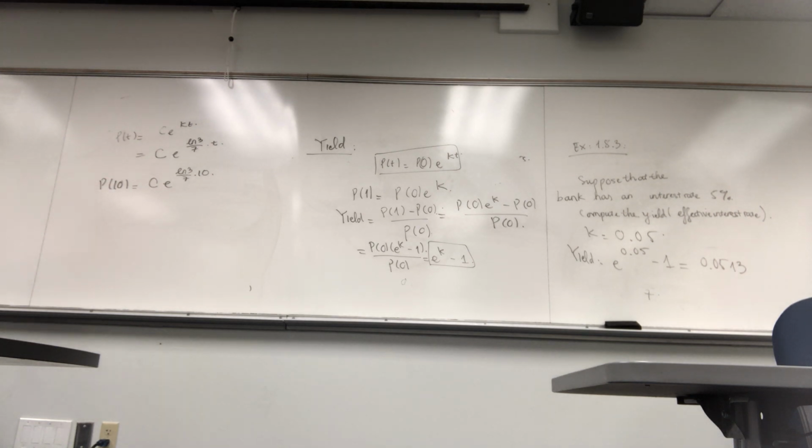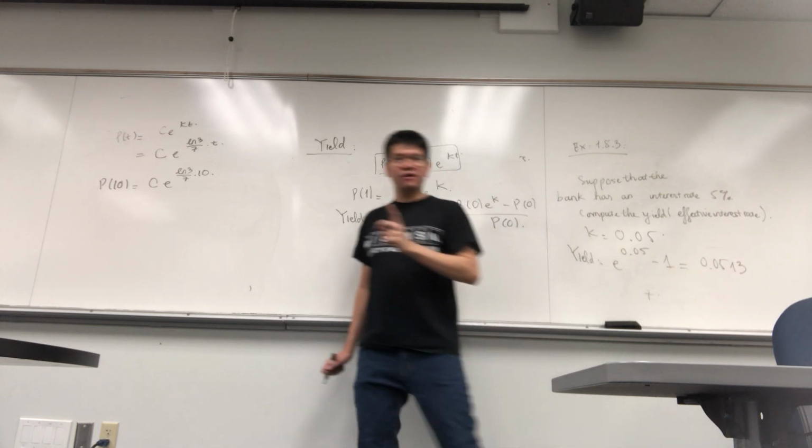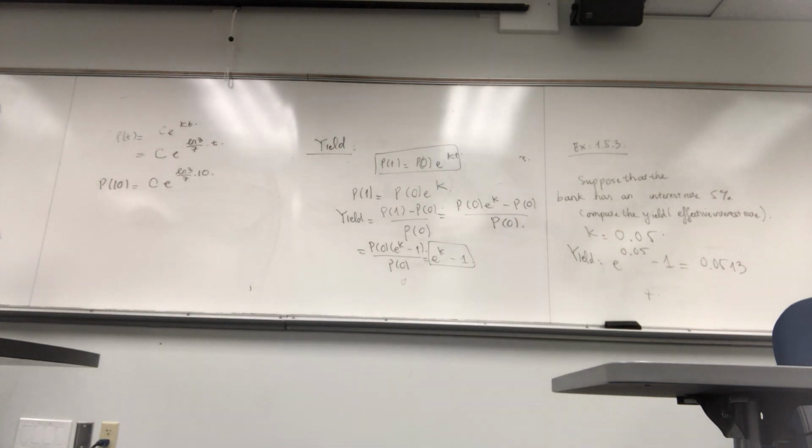Suppose that the bank has an interest rate of 5%. So in this case, k will be 0.05. So the yield will be the exponential of k minus 1. This gives you 0.0513. Questions?